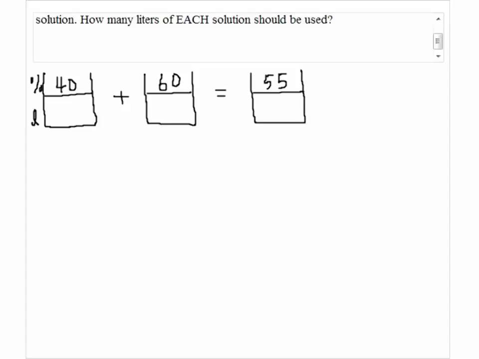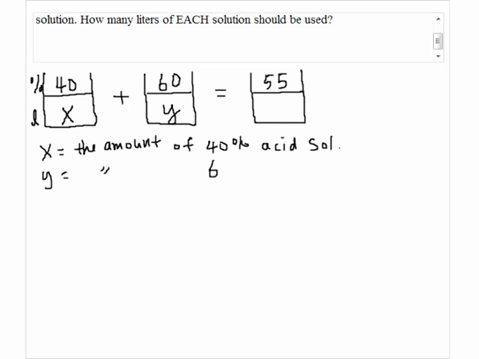Since we do not know how much we need for 40% acid solution, we let the amount be x. So the x would be the amount of 40% acid solution. And we also do not know the amount of solution with 60% acid. We let y be the amount of 60% acid solution. The amount of the mixture is 100 liters.